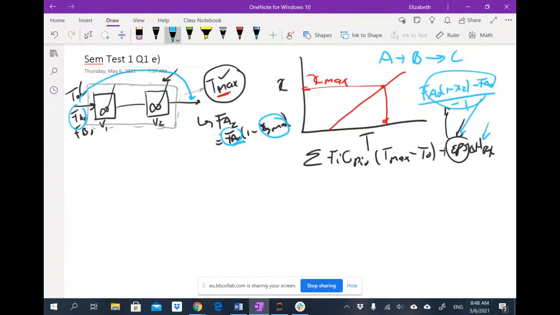My del H reaction was specified. This was given. So you could calculate FA2 because you knew X max. That is the first key to solving problem E: you realize that I actually know the operating conditions in that second reactor.